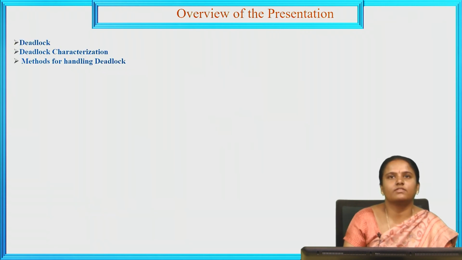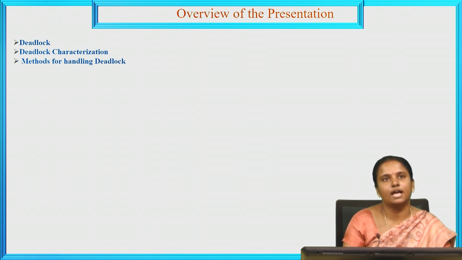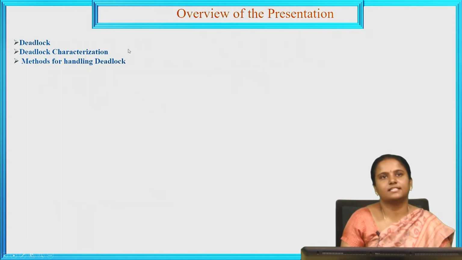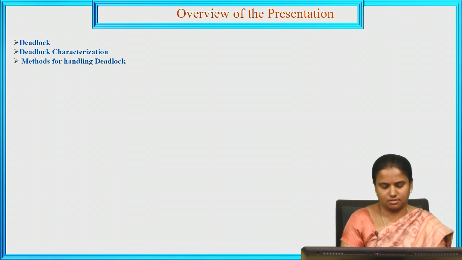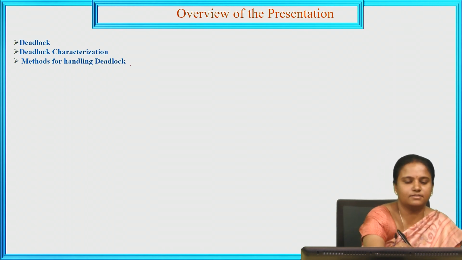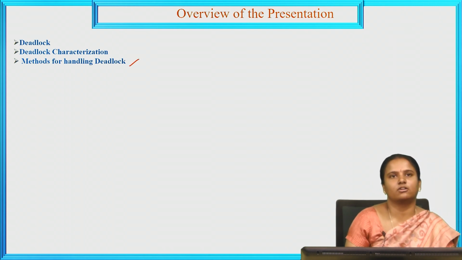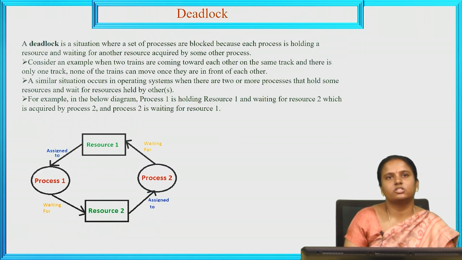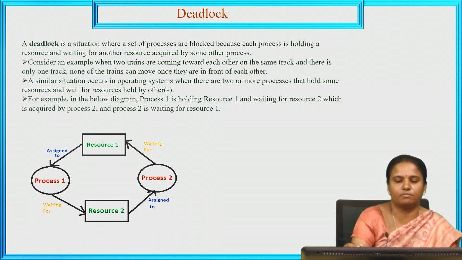In this overview of this presentation, we are going to see about deadlock definition, what is a deadlock, what is deadlock characterization, and methods for handling deadlocks. So let us see the first definition of deadlock. Deadlock is a situation where a set of processes are blocked because each process is holding a resource and waiting for another resource acquired by other processes.